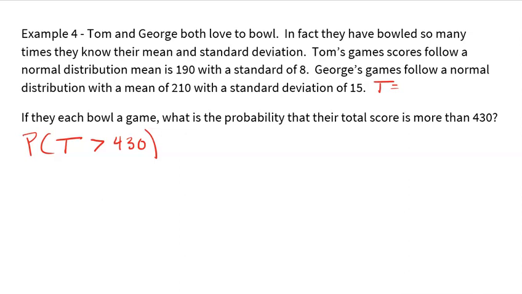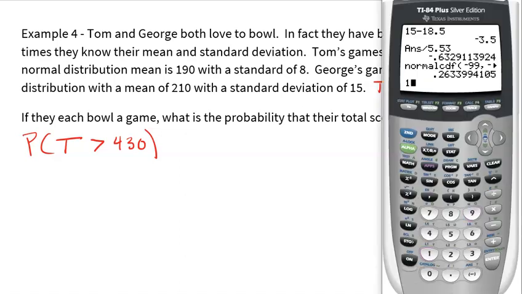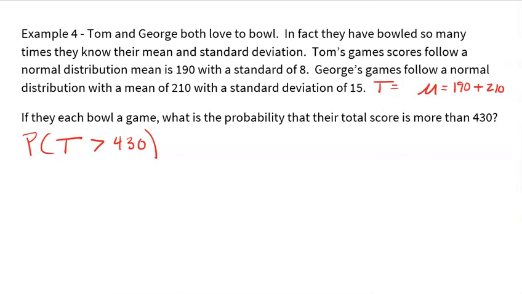So to find the mean of their total, I'm going to say, well, Tom is an average of 190 plus George is an average of 210. Well, just add those together, right? So grab your calculator if you need to, unless you can do it in your head. 190 plus 210. I'm expecting them to have a total of 400. That's pretty easy. So when we're finding the z-score for 430, we need the mean. Let me write that down. We now know the mean is 400. That's the mean of the total, adding them together.